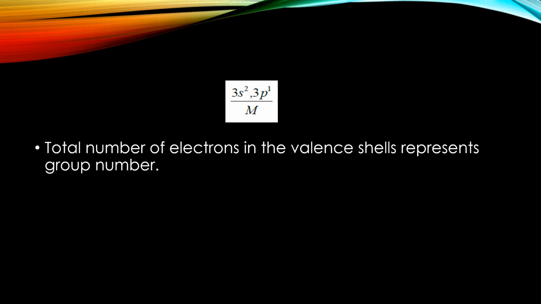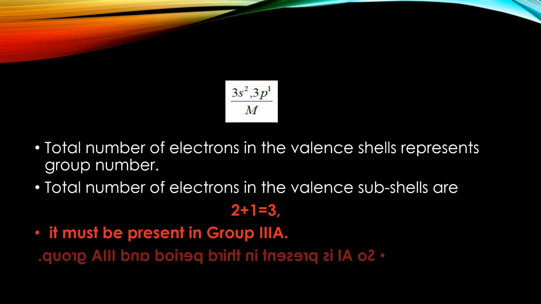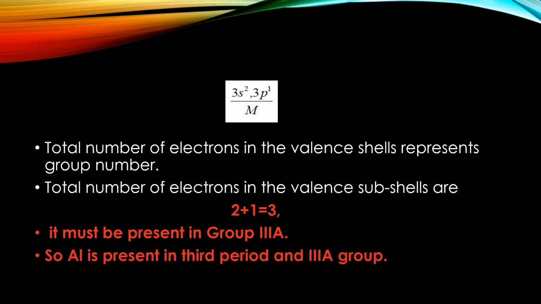Now the total number of electrons in the valence shell indicates the group number. As you can see, the M shell contains 3 electrons, 2 electrons in the 3s orbital and 1 electron in the 3p orbital. So the total of the electrons in the valence shell is 3. So the group number of aluminium will be 3A or the third A. So aluminium falls in the third period and its group is 3A.